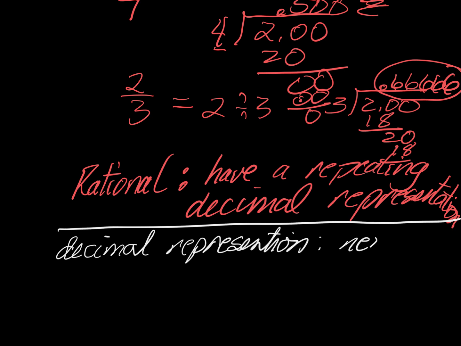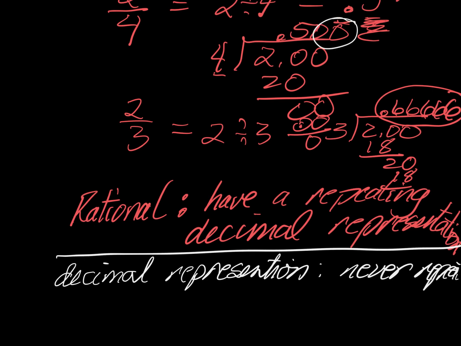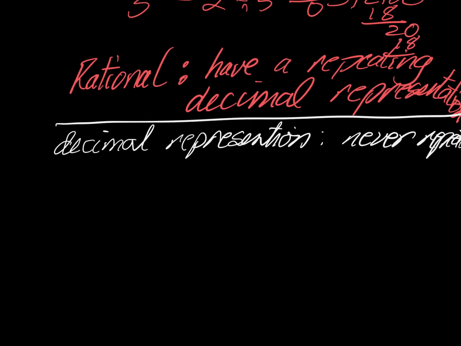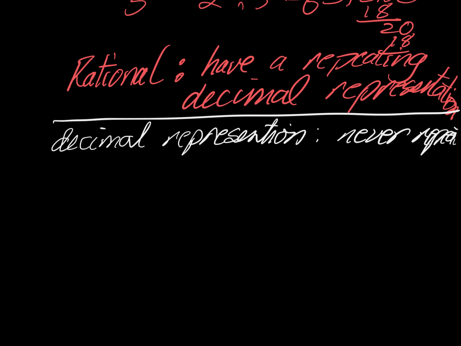but it never repeats? So in other words, notice up here, this one repeated the zeros, and it would repeat zeros forever. So it goes forever. This one repeated sixes, so it goes forever. So a decimal representation that never repeats means it has an infinite decimal representation. It goes on forever and it never repeats.